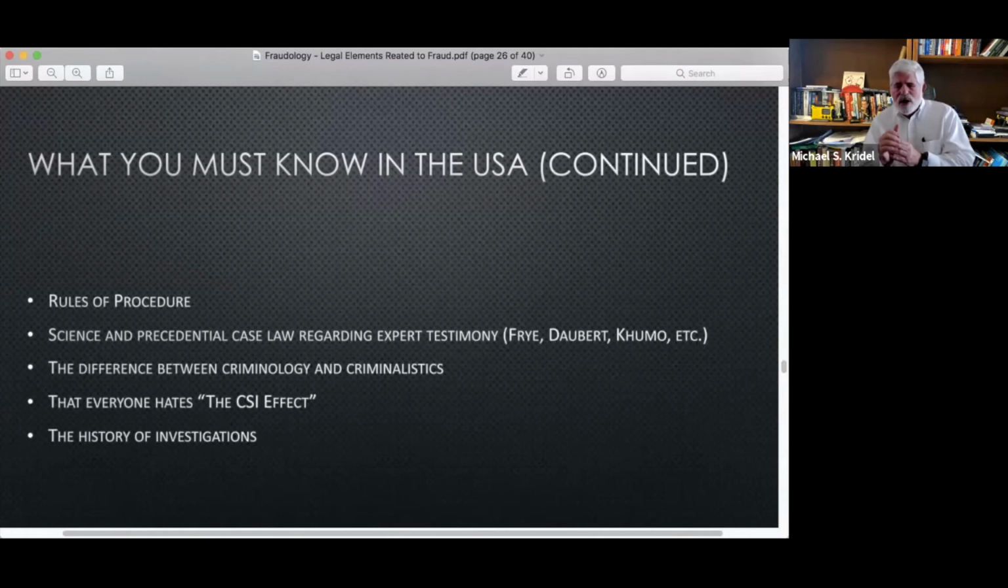You need to understand, regardless of the country you live in, that everyone who goes to trial hates what we call the CSI effect. If you remember the TV shows, all six of them or whatever there were, of CSI, crime scene investigation, it has had an effect on all juries in that they expect to see what they see on TV and it doesn't exist. So beware of the CSI effect, don't get caught up in it. And then you need to understand, for context and for being able to communicate, the history of investigations. Next slide.